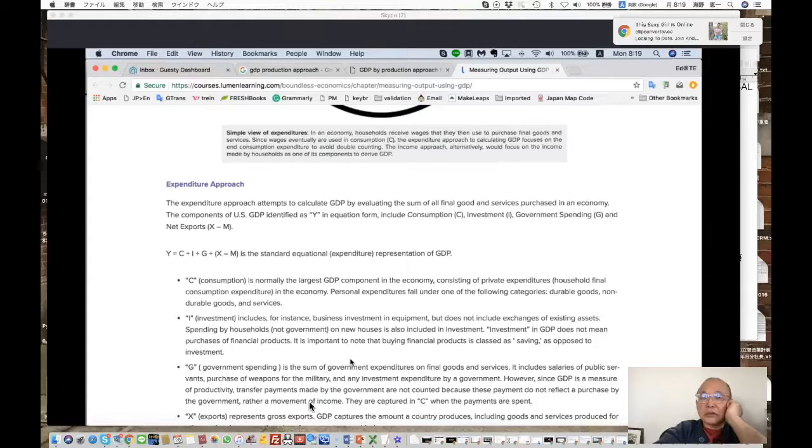So let's put it very, very simple. I import all the iPhones that are being sold in Japan. The only thing that I do is that I have a few shops, and I have some staff, and for every iPhone that I buy for $1,000, I sell it for $1,200. So what do I add to the GDP in Japan? I don't know.